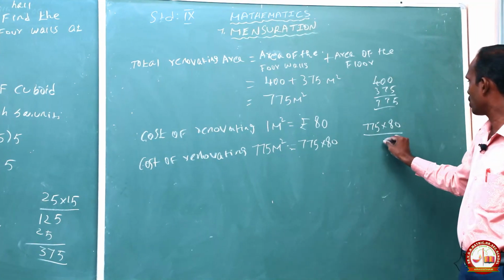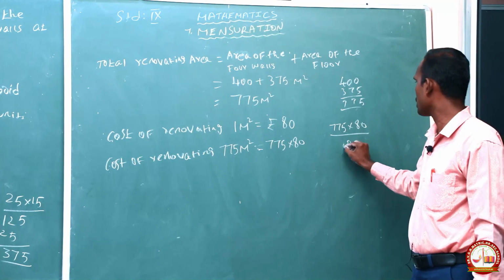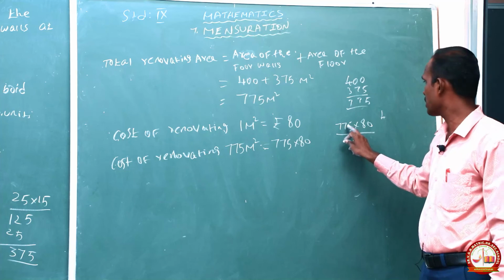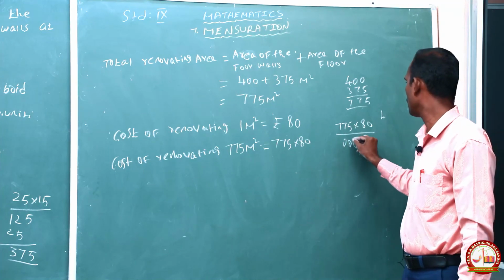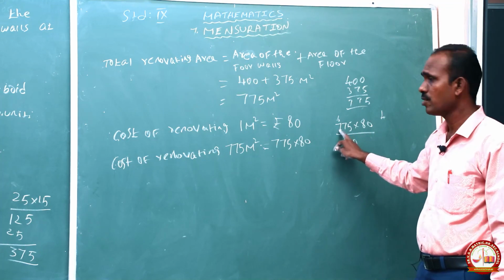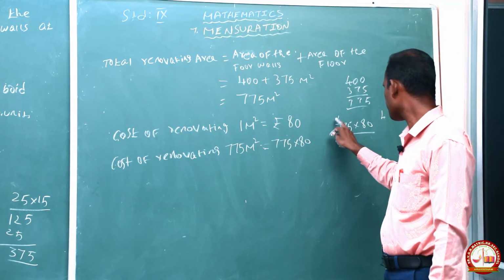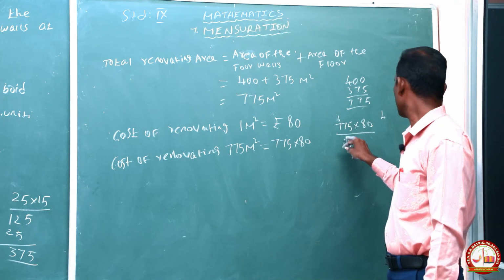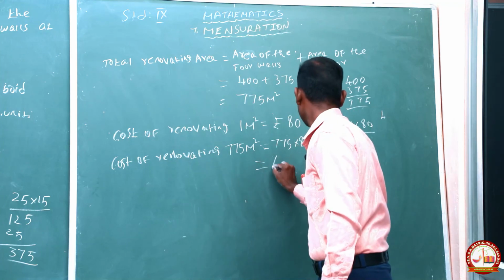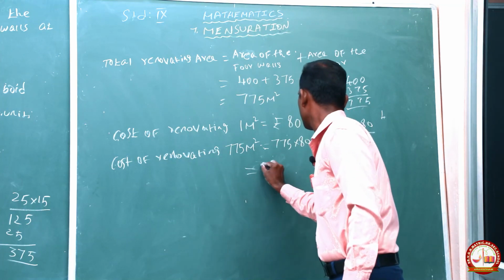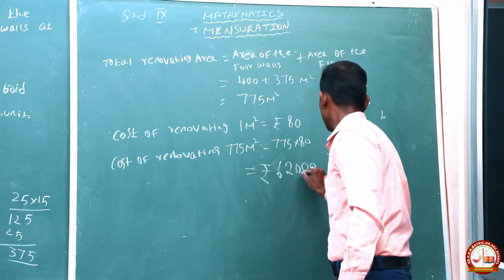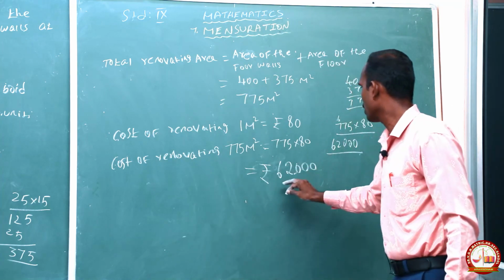Okay, so put the 0. 8 5s are 40, 0, balance 4. Next 8 7s are 56. 56 plus 4, 60, 0, and then you put the 6 here. Here 8 7s are 56. Okay, 56 plus 6 is 62. So answer equal to rupees 62000. So cost of renovating is equal to 62,000.